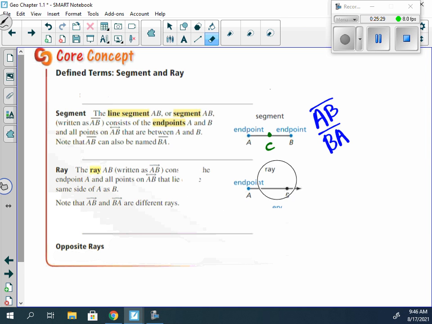Again, with Ray, there's a lot going on here. A ray, I'll simplify that down for y'all, is a line with one endpoint. The ray AB, written as AB, consists of the endpoint A and all the points on AB that lie on the same side of A as B. So it's a line with one point and extends off in the other direction infinitely. That's all a ray is.